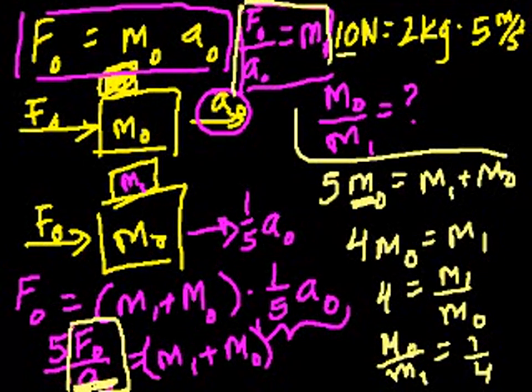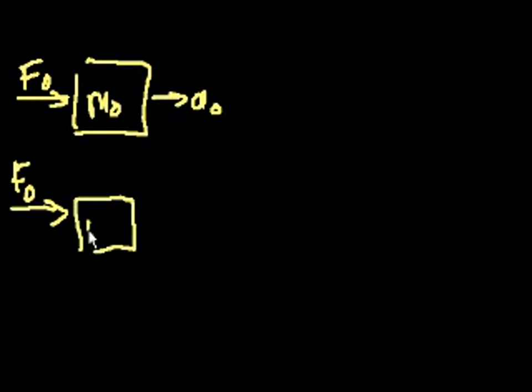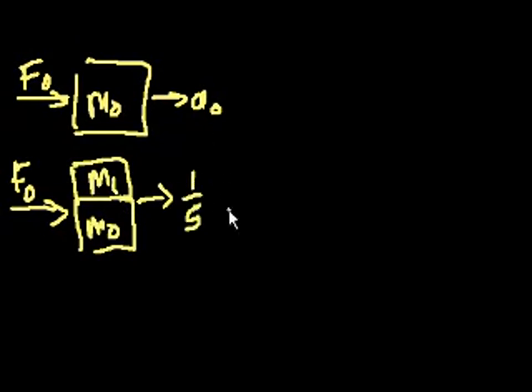Welcome back, and I will now do that same problem in a much easier way. So the original problem, we said we apply some force to m sub 0, and that gives some acceleration, a sub 0. And then we said when we apply the same force to a combination of m sub 0 and m sub 1, we get 1/5 the acceleration, 1/5 a sub 0. And we worked it through with all the variables.